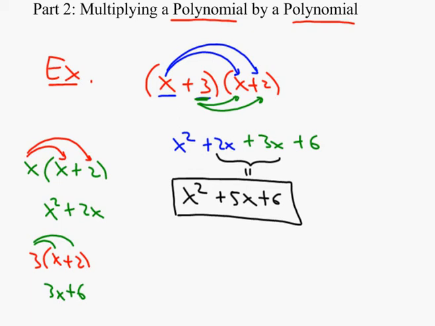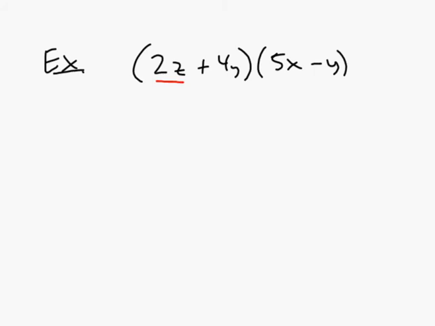Let's try another example. It'll be the same idea, just maybe slightly more complicated terms. So maybe I have 2z plus 4y times 5x minus y. Okay. Well, again, think of the distributive property twice. This term needs to get distributed onto both of these. And then afterwards, the 4y will also have to get distributed onto both of these.